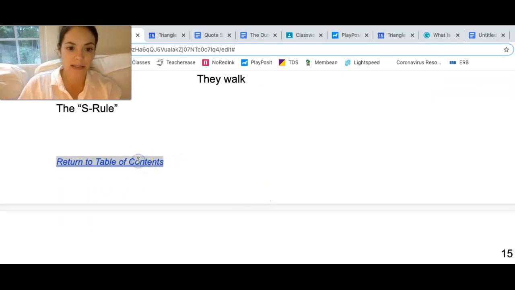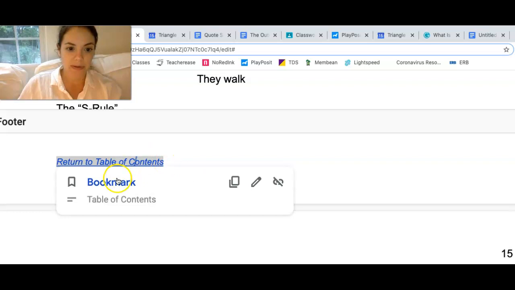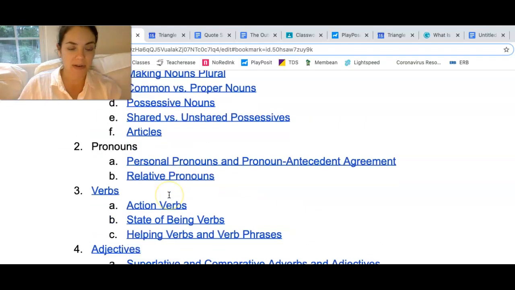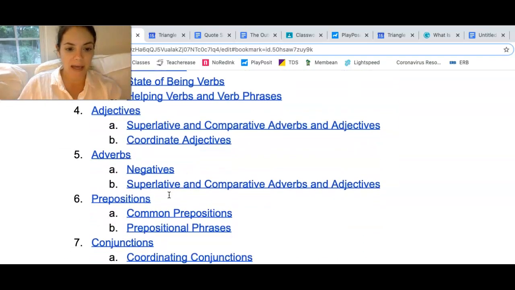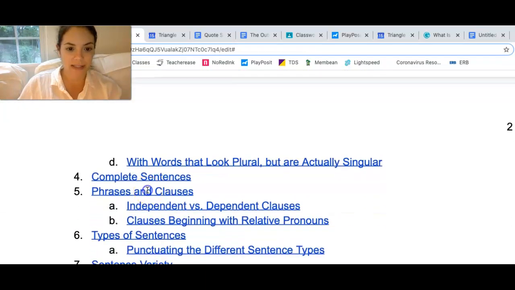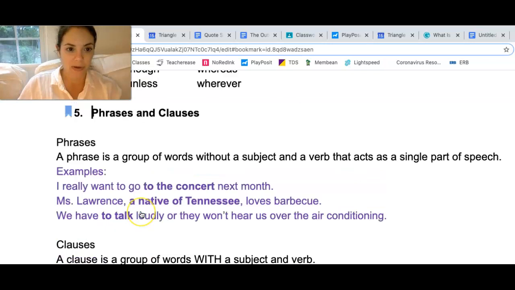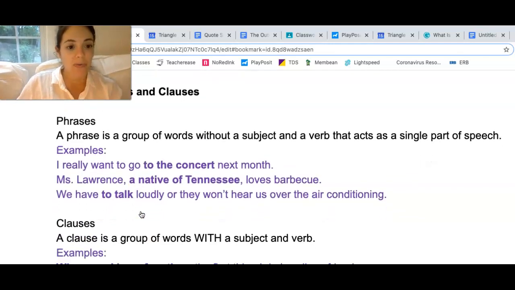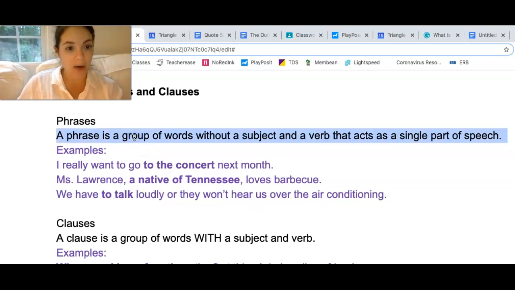So I'm just going to use my little handy dandy return to table of contents there. Let's look back at that sentence structure and let's talk about phrases and clauses, which is what we're going to be introducing today. Okay, so phrases. A phrase is a group of words without a subject and a verb that acts as a single part of speech. Okay, so just a group of words, they're related in some way.